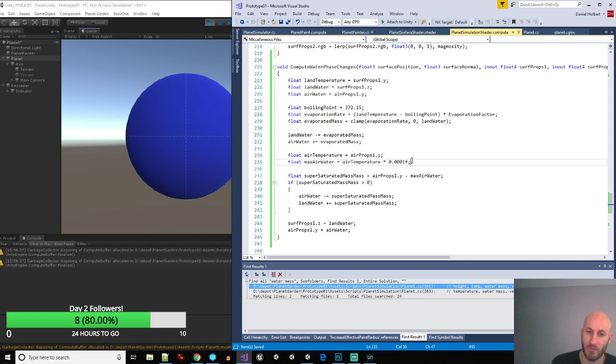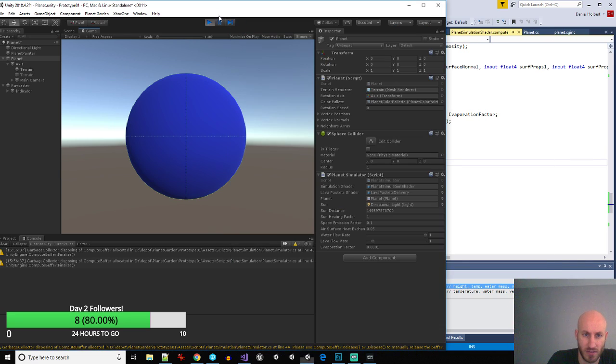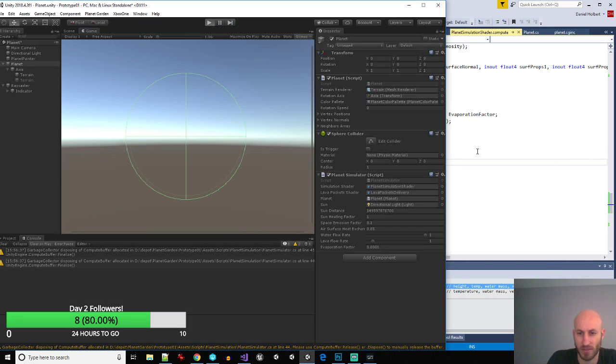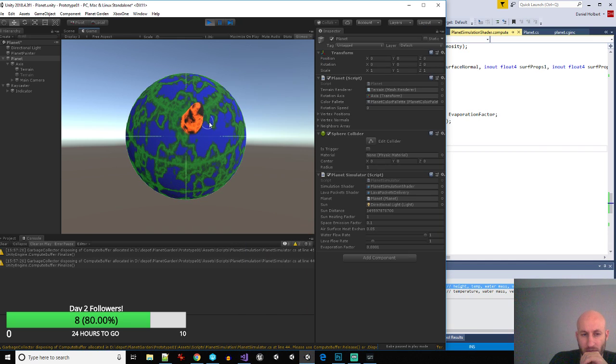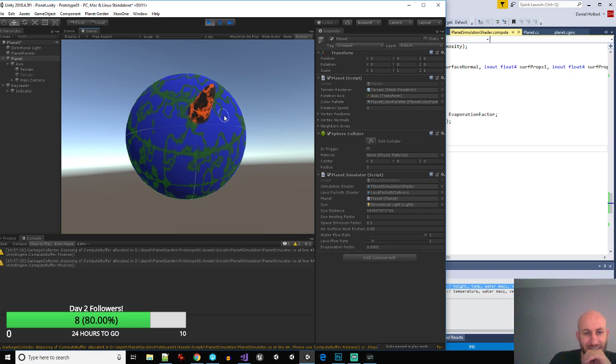So let's say, what kind of numbers do I want to pick here? The air temperature is 1,000. Maybe let's do this. Try this one. So the water came back. That's cool. So that's my hot piece of lava land that I made rise up.